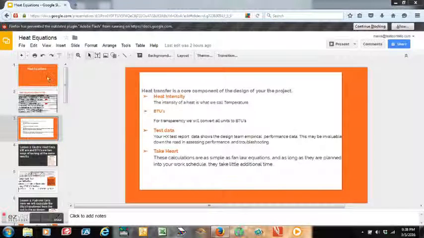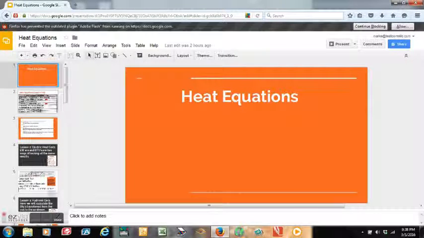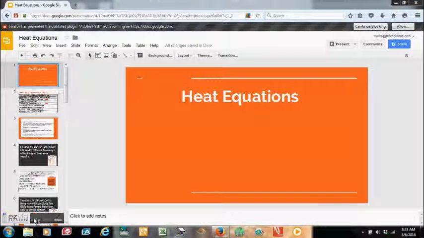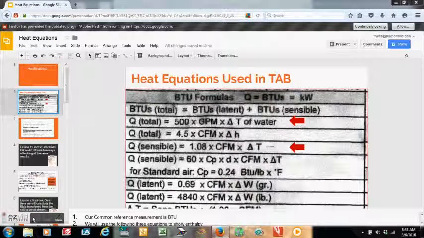This video is having to do with heat equations. The three following heat equations we are going to be using are our water heat equation, which is 500 times GPM times differential temperature of the water. Our air equation is going to be 1.08 times CFM times differential temperature. And our electric equation is going to be kilowatts times 3413 equal BTUH.